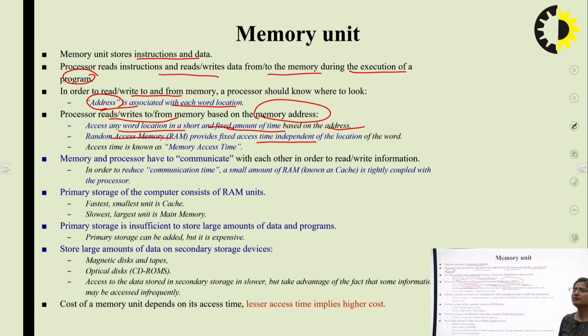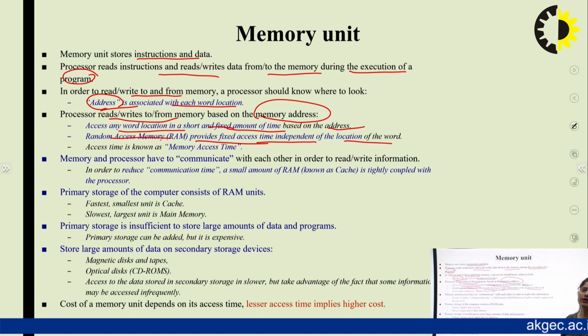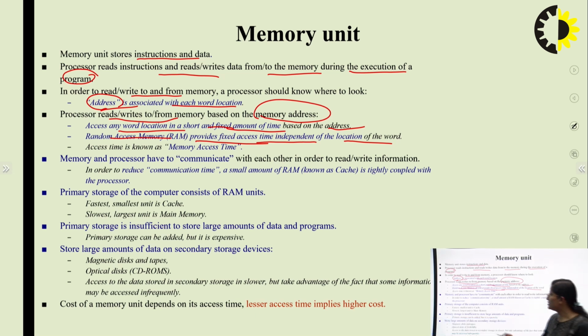Random access memory is basically volatile in nature. When the power goes off, the data is also gone. So this is volatile, temporary memory. It always provides fixed access time independent of the location of the word. RAM doesn't know what the location will be. It provides the time, and you have to reach that address within it; if you do not reach in that fixed amount of time, then your operation will not be executed. The time taken in accessing the memory is known as memory access time.